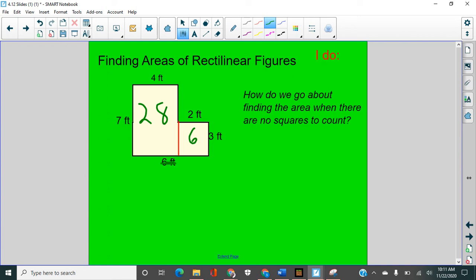Then I add those up and I get my area, 28 plus 6. 6 plus 8 is 14. And that would be 34.